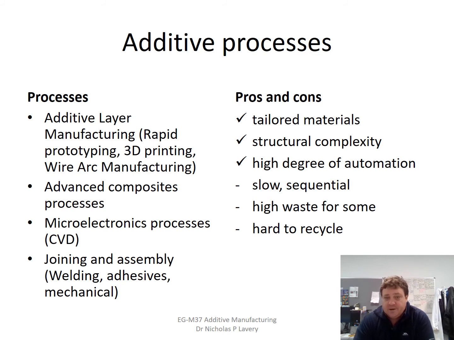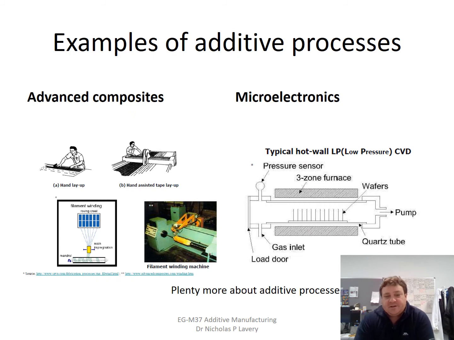Pros and cons. Additive processes give us a chance, because we're laying them, to have tailored materials. With some of them, we can create incredibly complex three-dimensional parts, so structural complexity, and also a level of automation. Now, mostly the processes are slow, sequential, and batch-based. For some of these, not all of them, there's quite a high level of waste. And the materials that come out, particularly for composites, are often hard to recycle. So we'll look at some of these examples.